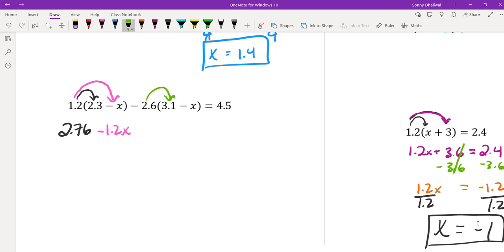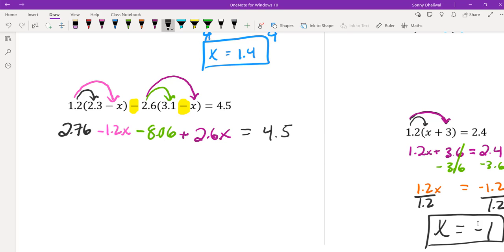We have 8.06. Is that negative? Yes, it is negative. Next one, you multiply it through, 2.6x. Is it positive or negative? We have a negative 2.6 being multiplied to a negative x, so two negatives make a positive. And this equals 4.5.